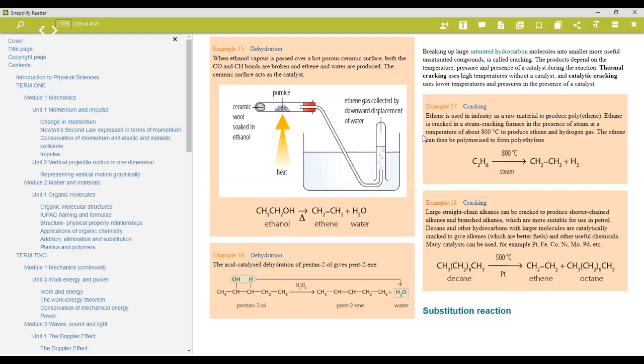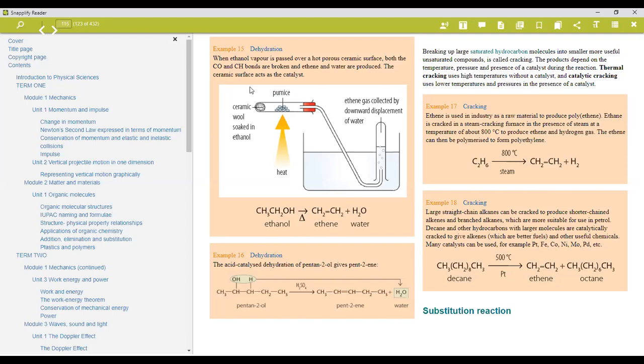So there we have our reaction. It's going to be our ethanol. How do we know it's ethanol? It's got two carbons and it's got an OH. So this is our ethanol. And our catalyst in this case has been mentioned to be the ceramic surface. The ceramic surface speeds up the reaction, which gives us ethene and water.